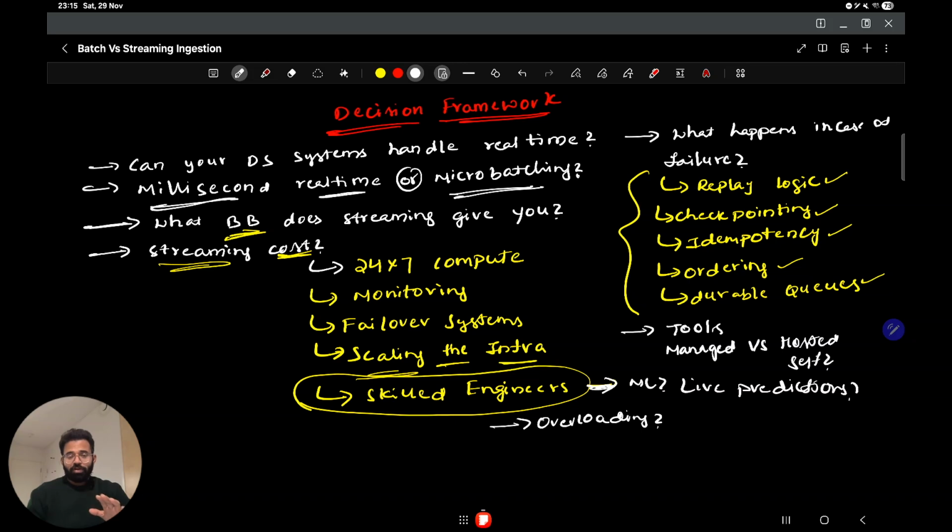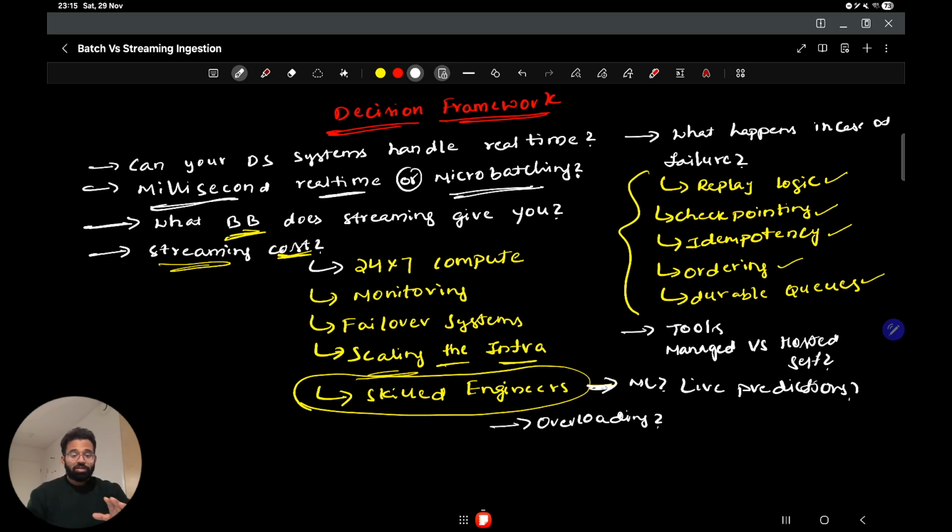So before you jump into building a streaming solution, pause for a second and ask yourself, what decision will change if the data arrives immediately into your data platform? Because in my opinion, great data engineering, or great engineering in general, is not about using the flashiest technology. It's about choosing the right solution at the right time based on how the business actually works.